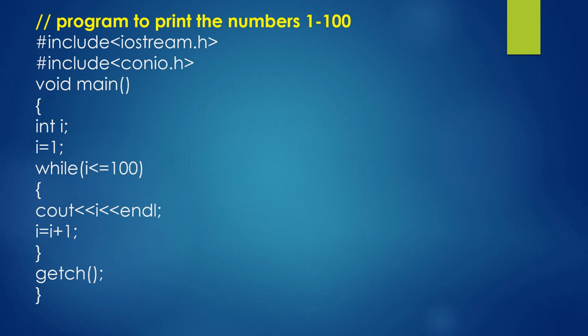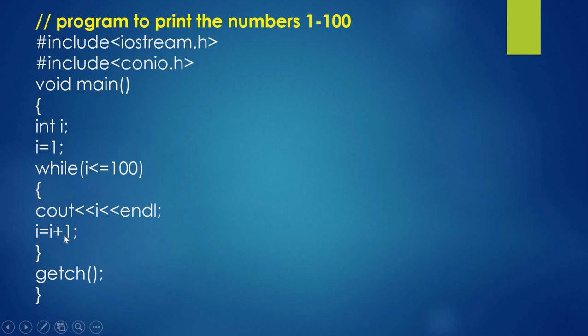Okay, consider one program. #include <iostream.h>, #include <conio.h>, void main, print 1 to 100. Then what will be the initial value of i? 1. Then what will be the condition? i <= 100. Then what will be the increment value? 1, 2, 3, 4. The relation is 1 + 1 = 2, so the increment should be i = i + 1. That is, here initialization is i = 1, condition is i <= 100, and increment is i = i + 1.